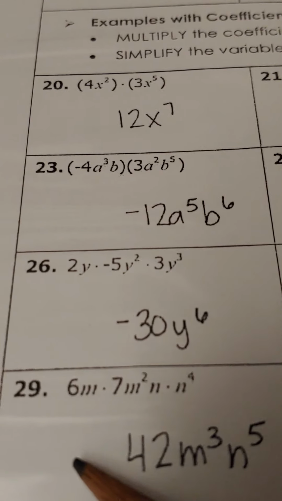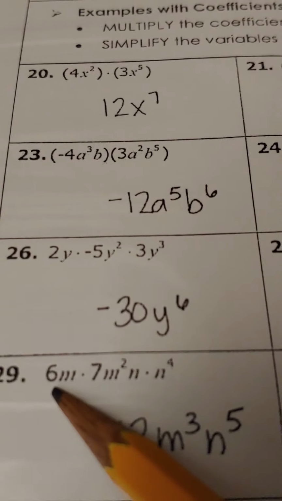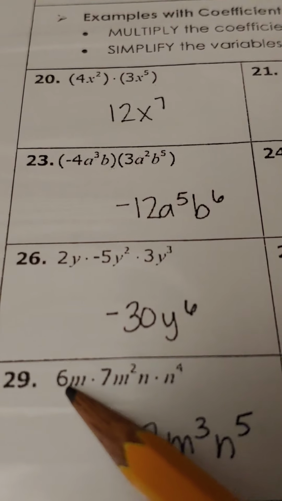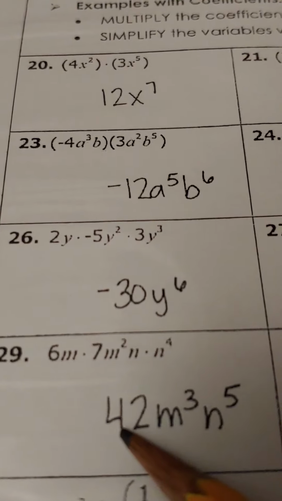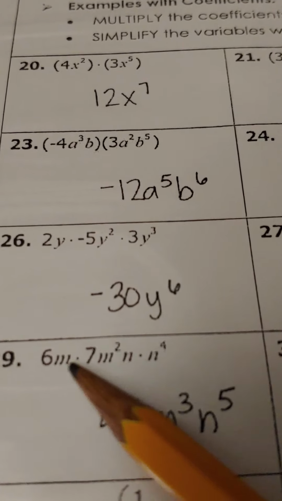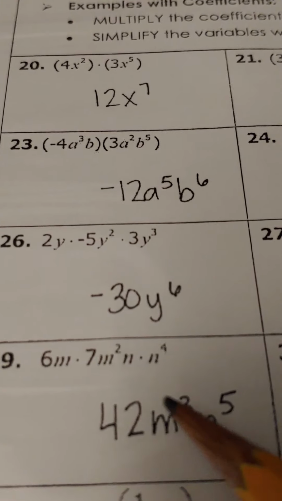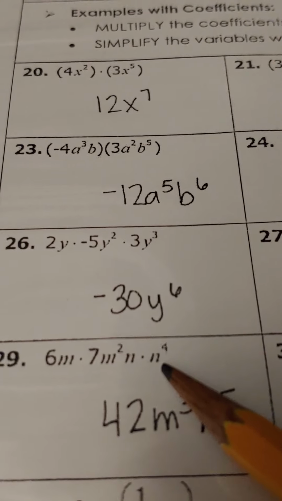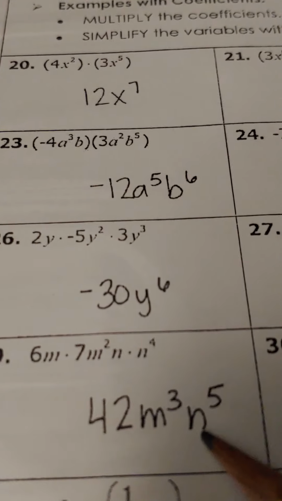Problem number 29. So we see coefficients 6 and 7. We multiply them together. It's 42. m to the 1st power, m to the 2nd, multiplied together will give me m to the 3rd power, because 1 plus 2 is 3. And then n times n to the 4th power is n to the 5th power, because 1 plus 4 is 5.